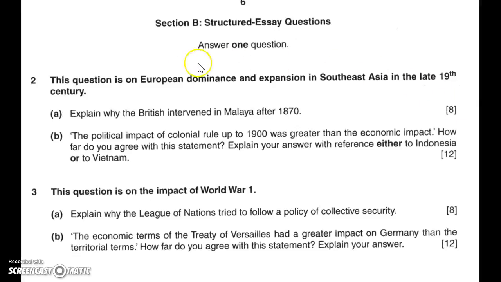All right. Now this is last year's question. It is on: explain why the British intervened in Malaya after 1870. So there will be again reasons for intervention. You can talk about all the reasons that we discussed in part 1. Of course, it is not directly related here. Okay, but it is still slightly relevant when you talk about the succession disputes again.